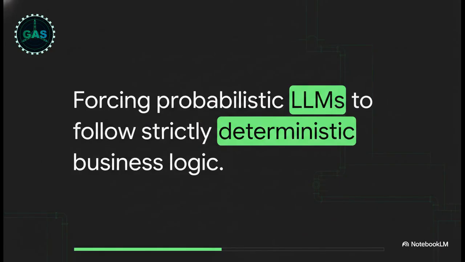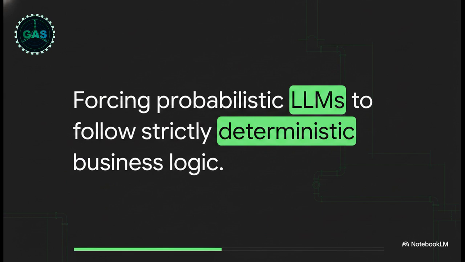Jumping back to our framework, step 3 is A for architect. This step is entirely about forcing probabilistic LLMs to follow strictly deterministic business logic. Think of it like this. Language models are probabilistic. They're like creative artists, constantly guessing the next best idea. But your business logic, that needs to be deterministic. It needs to act like a strict accountant, where 2 plus 2 always equals exactly 4 every single time. The architect step forces the creative artist to act like the strict accountant.